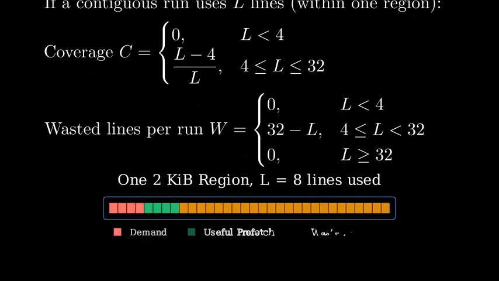Let us build intuition with a picture. Suppose a contiguous stream uses 8 cache lines inside a single 2 kibibyte region. The first 4 are demand misses that arm the prefetcher. The next 4 are usefully prefetched. Because the region contains 32 lines, the remaining 24 lines are fetched but never used, and that is wasted traffic.